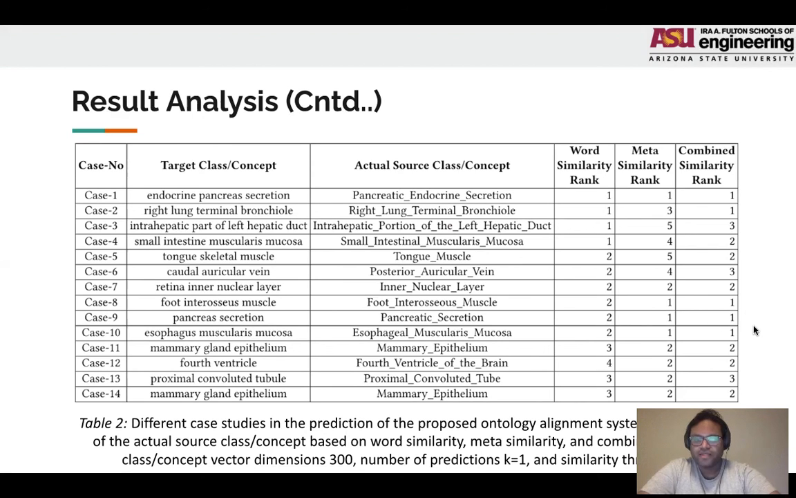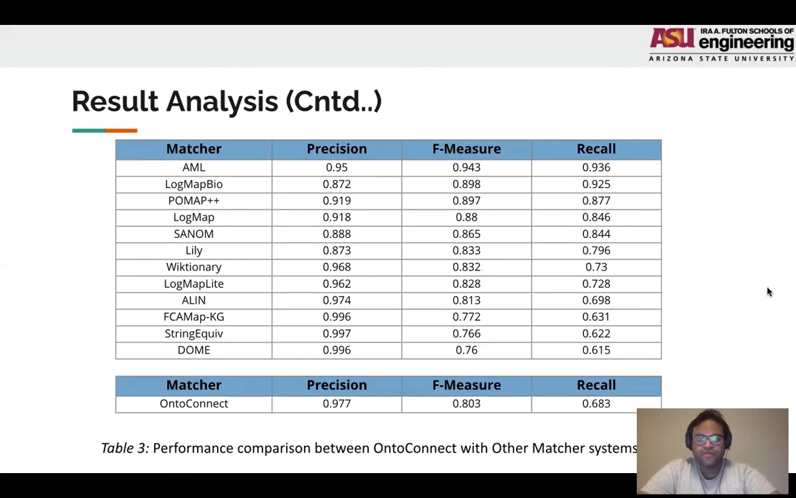So here we can see that our tool basically suppresses the word similarity rank problem. With the help of meta information, we get the actual correspondence from over here. So we can see that with the help of meta information, we can improve the overall accuracy of the system. So this is one result analysis.